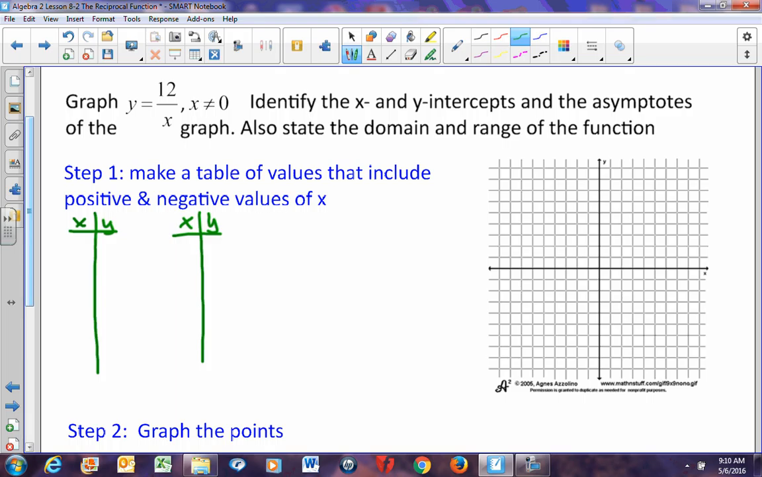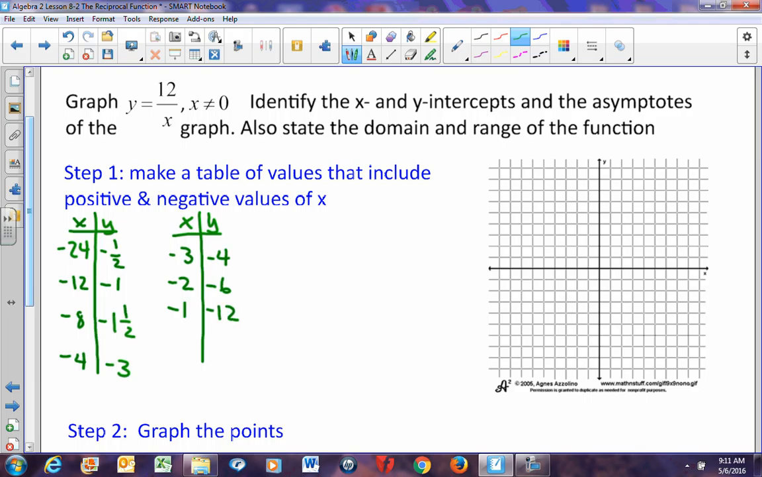If x is negative 24, 12 divided by negative 24 is negative 1/2. Then I'm going to go a little smaller. I go negative 12. 12 divided by negative 12 is negative 1. Then I'm going to go down to negative 8. I'm just going to do multiples that are easy to divide into 12. 12 divided by negative 8 is negative 1.5. Then I'll go to negative 4. 12 divided by negative 4 is negative 3. Then negative 3. 12 divided by negative 3 is negative 4. If I divide by negative 2, 12 divided by negative 2 is negative 6. If I divide by negative 1, 12 divided by negative 1 is negative 12.